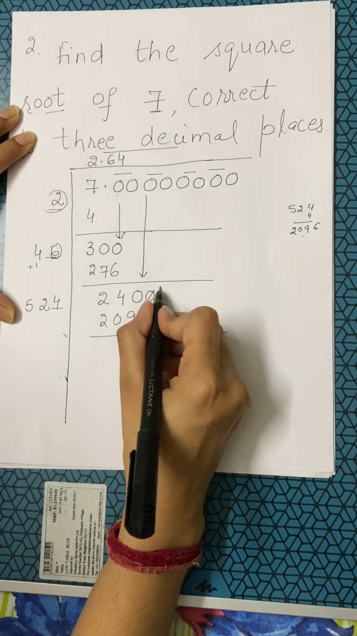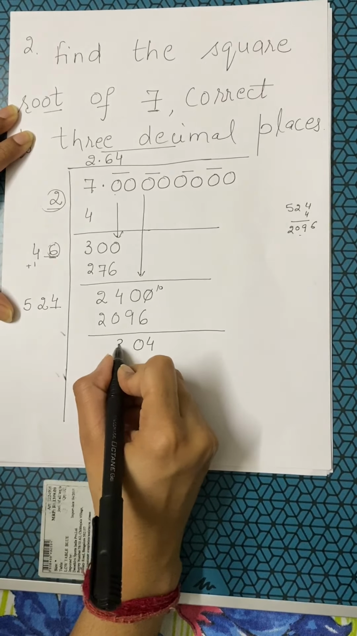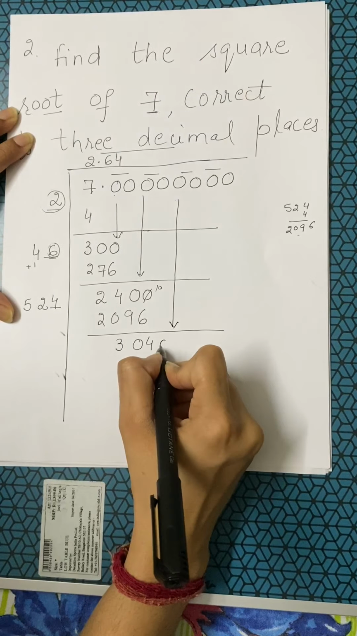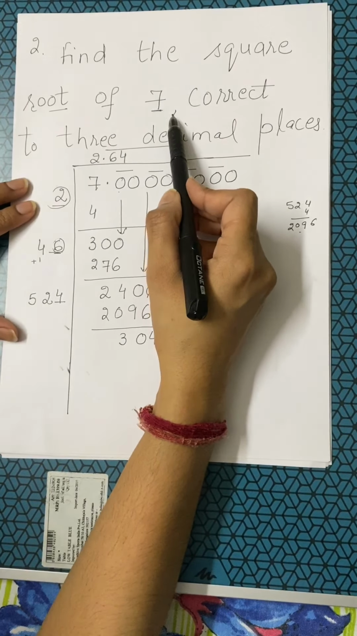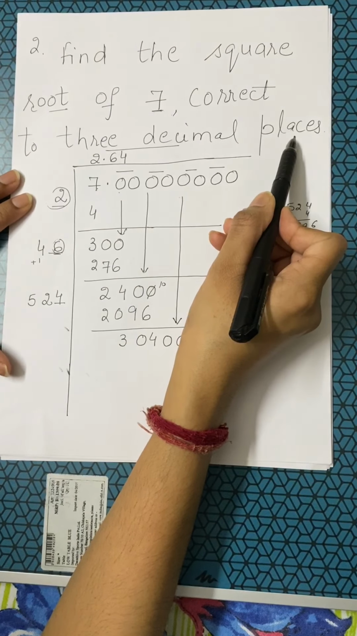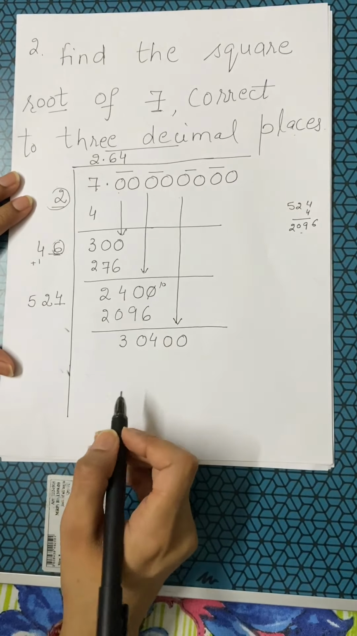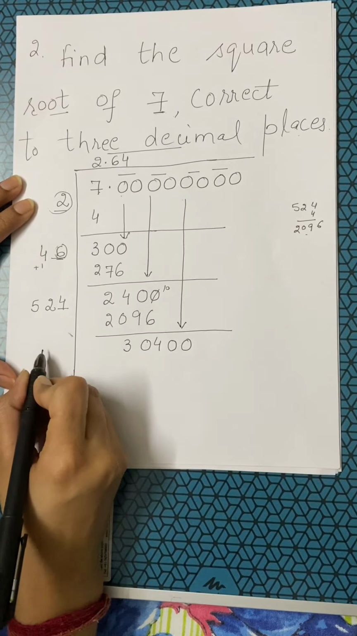Now we'll subtract. This will come out to be 4, 0. Here it will be 3. And again, the third pair of zeros will be taken. I need to find the square root of 7 up till 3 decimal places. I will be finding the answer up till 4 decimal places then, and we'll see if the digit can be rounded off. So we'll use that logic here as well.